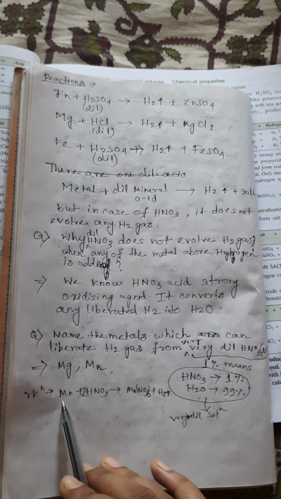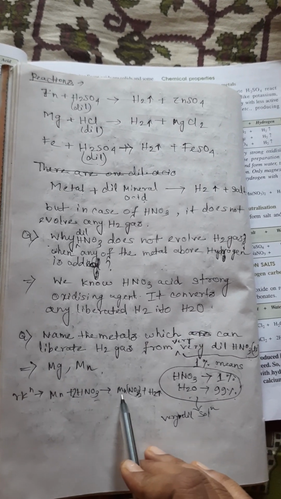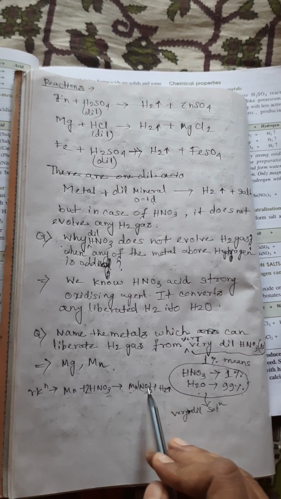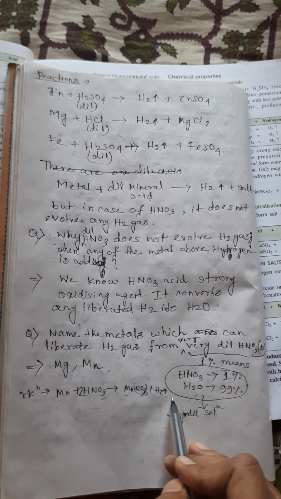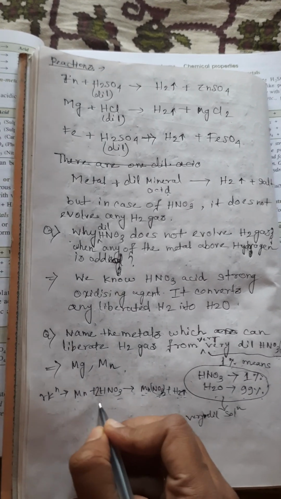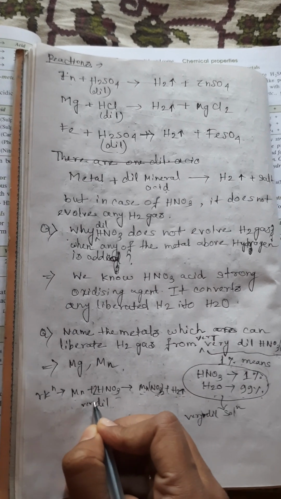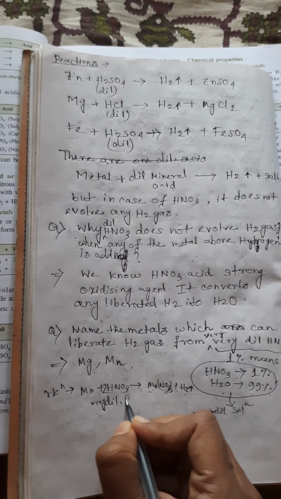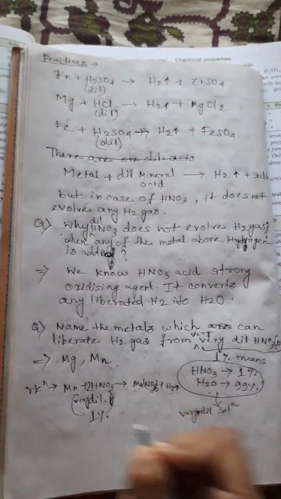See, this is the reaction. When manganese reacts with nitric acid, then manganese nitrate and hydrogen gas will liberate. But this nitric acid will be very dilute nitric acid, very dilute, that means 1%. Is this clear?